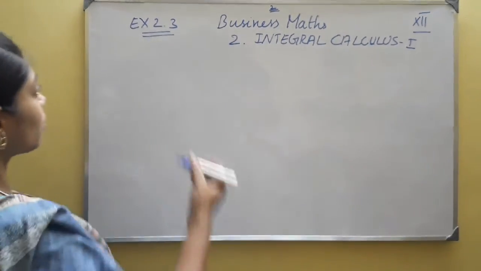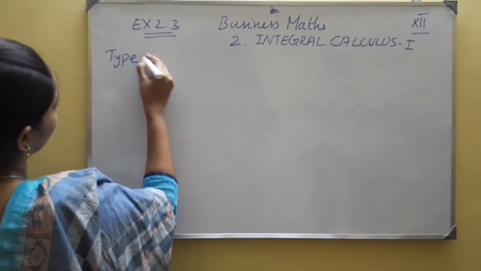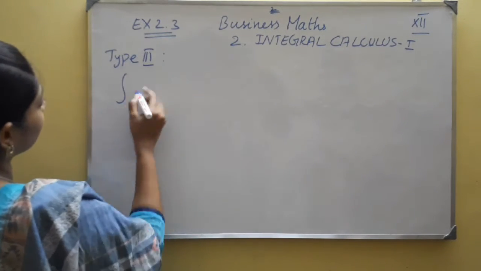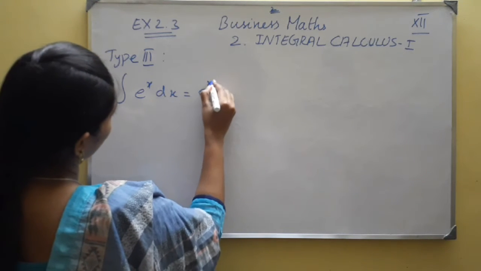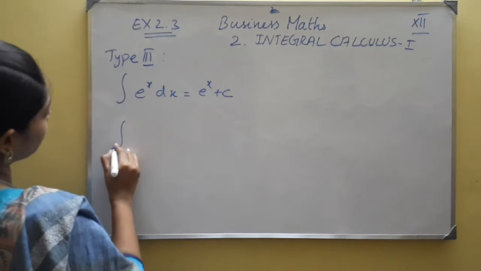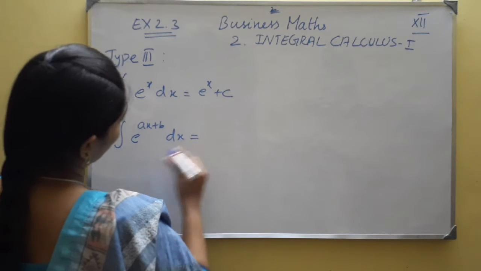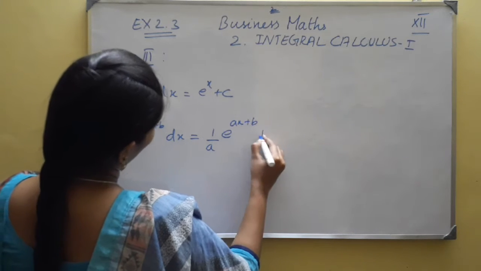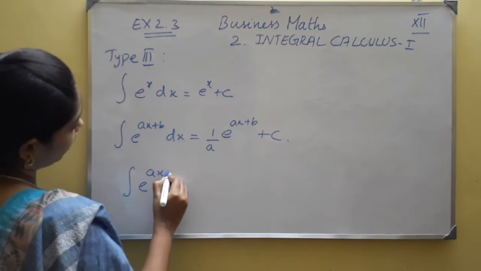Good morning students. Today we are going to do problems related to type 3 formula. So integral e power x into dx is e power x plus c. Integral e power ax plus b into dx is equal to 1 by a into e power ax plus b plus c. In particular, this is actually e power ax plus 0.